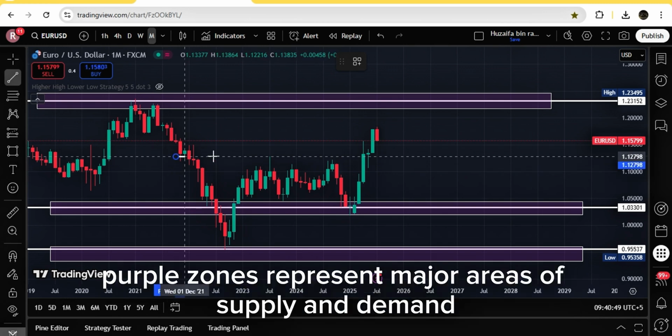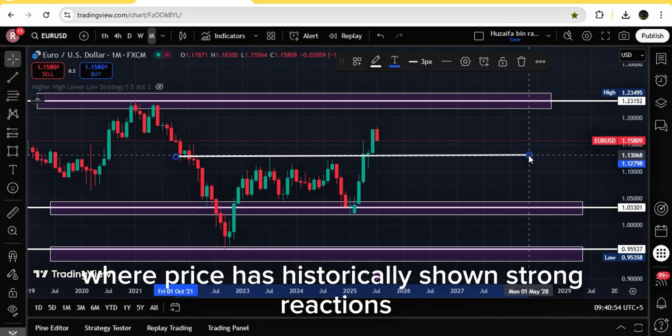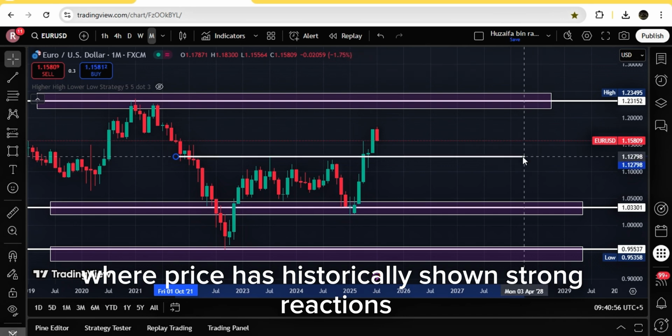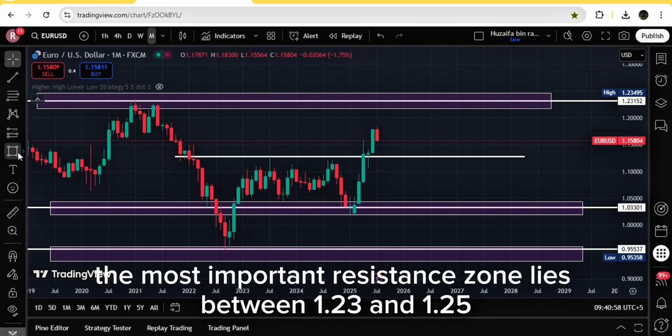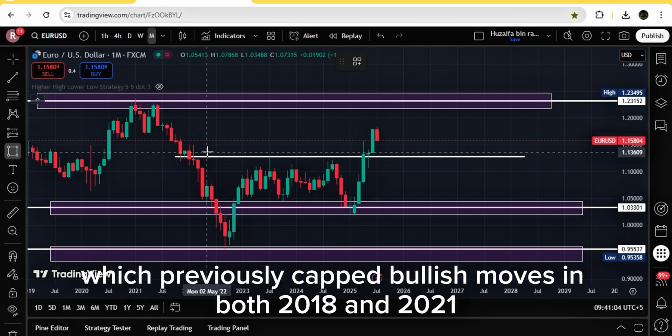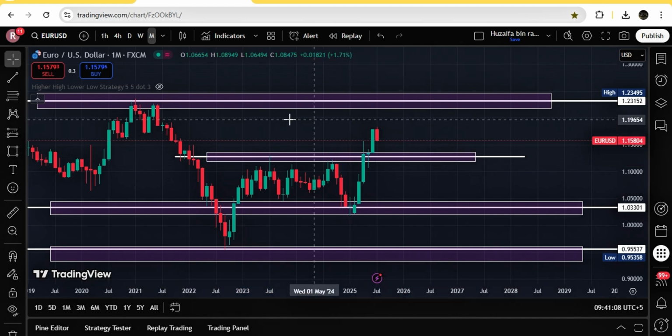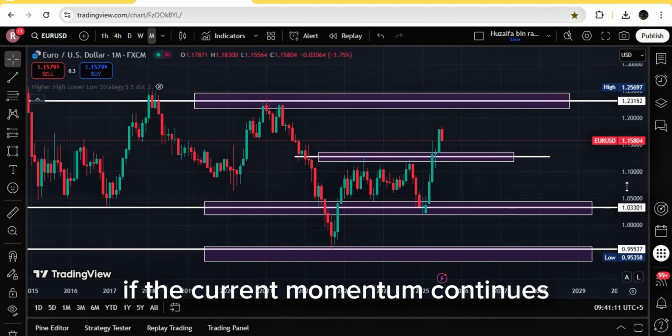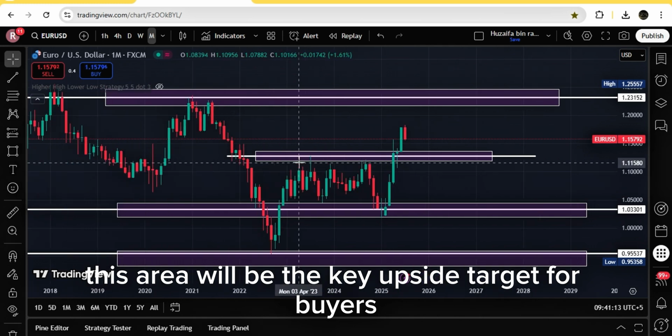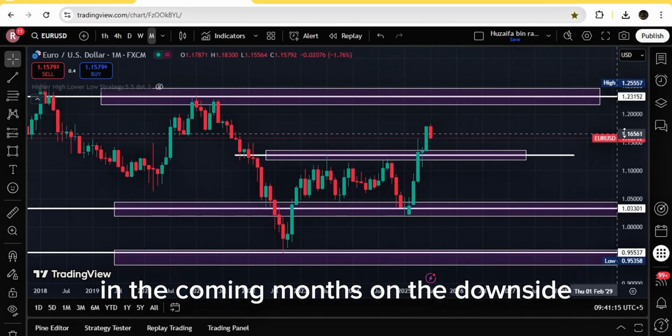The highlighted purple zones represent major areas of supply and demand, where price has historically shown strong reactions. The most important resistance zone lies between 1.23 and 1.25, which previously capped bullish moves in both 2018 and 2021. If the current momentum continues, this area will be the key upside target for buyers in the coming months.